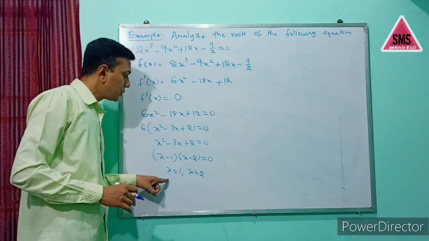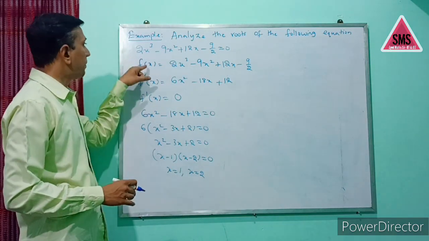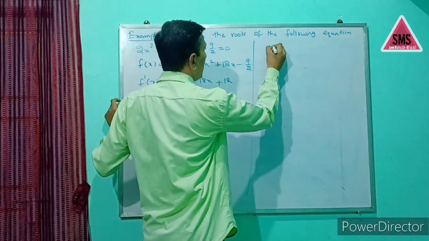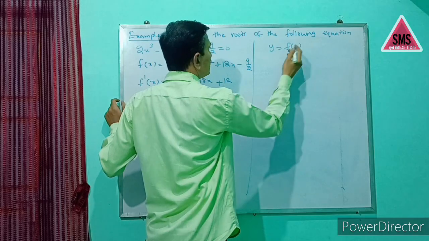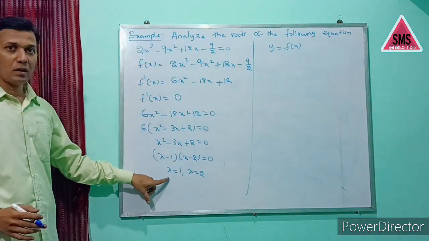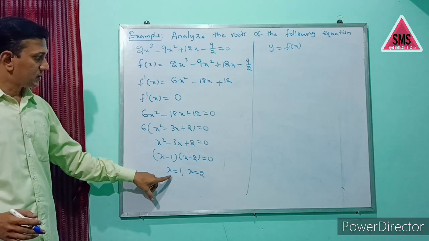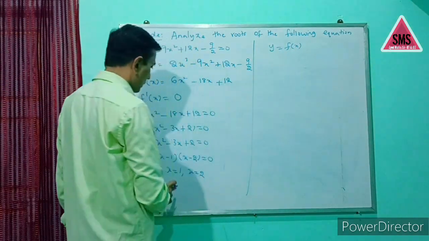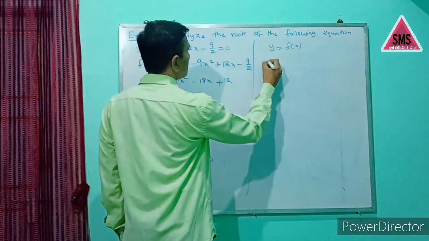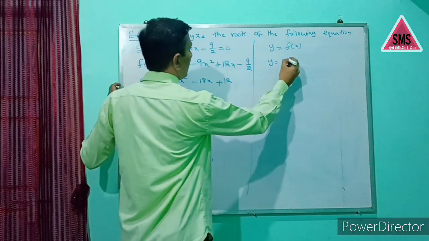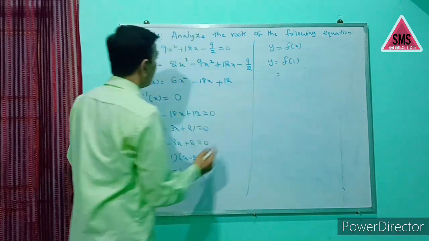Now at x equal to 1 and x equal to 2, what happened to f of x? If I consider f of x as y, I have to decide the y coordinates on the graph at x equal to 1 and x equal to 2. Now substitute x equal to 1 in f of x. So y is equal to f of 1. What is f of 1 here?